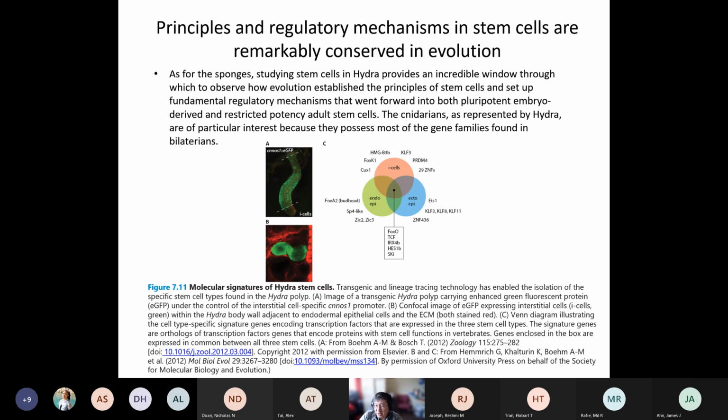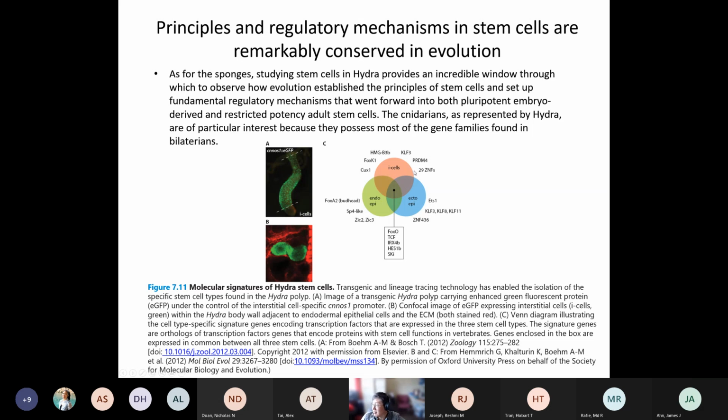Now you can capture those labeled cells and put them through messenger RNA sequencing. And now you can study their gene expression signature in the three cell types. That's exactly what they did. And now they captured the gene expression signature. They know what genes are specifically expressed in each stem cell type.